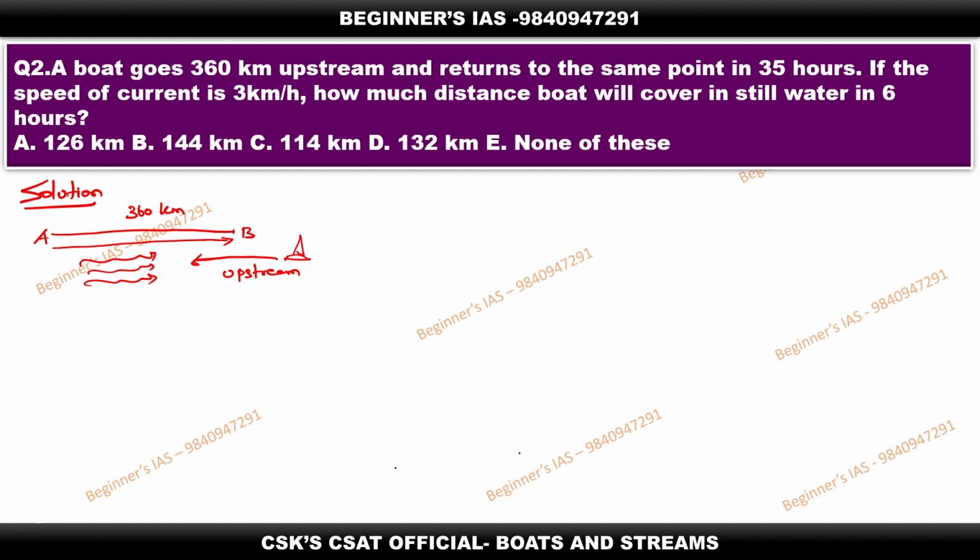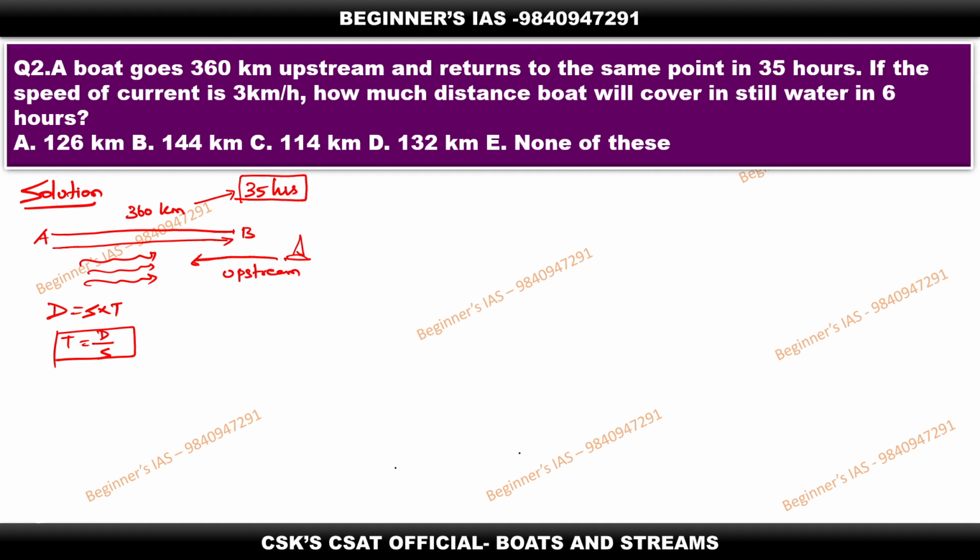So please remember these things. You know the basic concept: distance is equal to speed into time. Then time is equal to distance by speed. Remember this one. To do this process it takes 35 hours, which means if a boat starts from B, reaches A and comes back to B itself, it takes 35 hours.